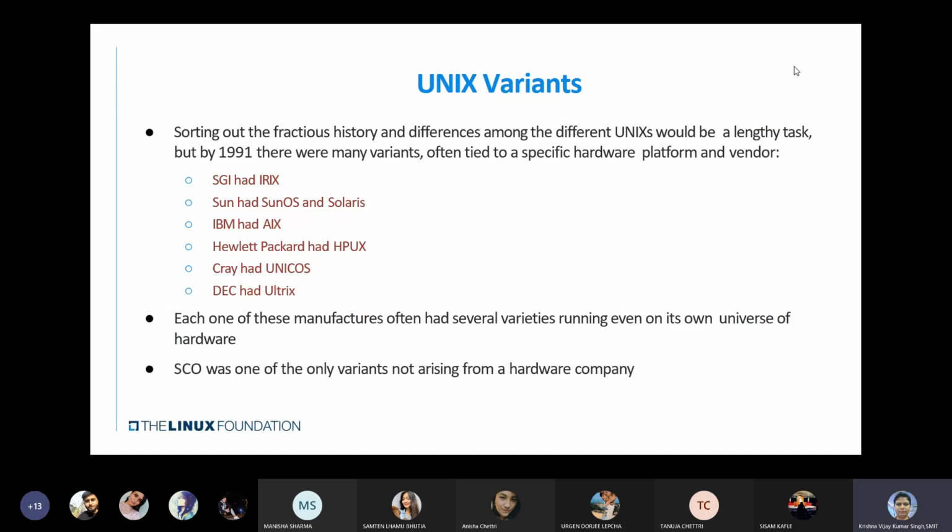Some vendor specific versions of Unix are stated in this slide. Just see, SGI is one vendor, a company which has developed IRIX, which is equivalent to the Unix operating system. Sun Microsystems, you may know Sun Java. Sun is an old company. It developed its own operating system, SunOS or Solaris. That is just a variant of the Unix operating system.